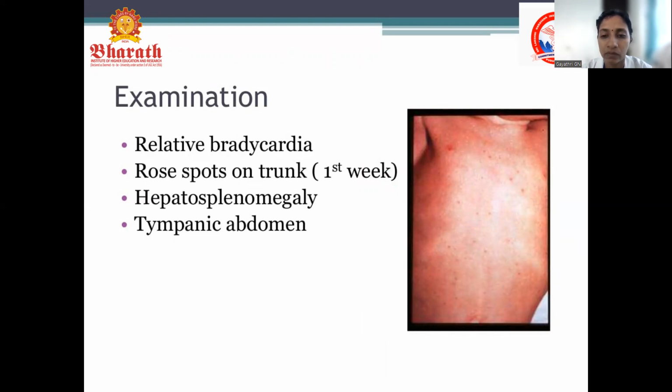And then within the first week, you can see small rashes all over the body, which are called rose spots, and they present mainly on the trunk. Then the reticuloendothelial system is affected now, so the spleen and liver will be enlarged, hepatosplenomegaly. And then even a tympanic abdomen can lead to ascites also.